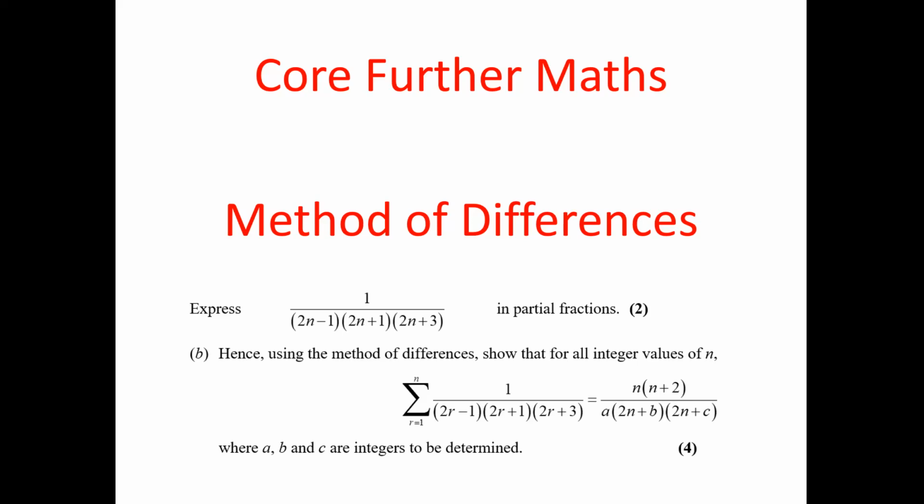Right, a bit of core further maths, method of differences here with a fraction with 3 factors on the bottom. So it's going to be good. The first part says to put that into partial fractions. I'm going to do it using the cover-up rule. Too much of it these days.